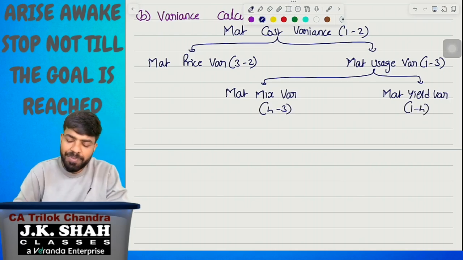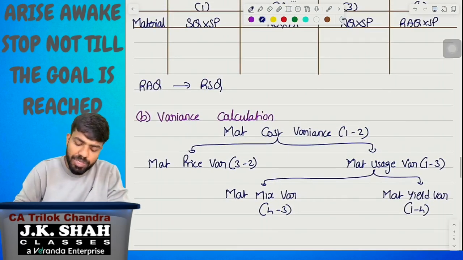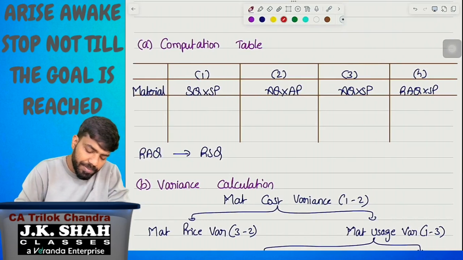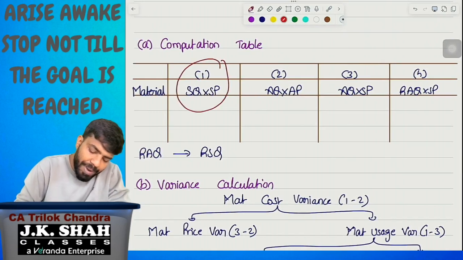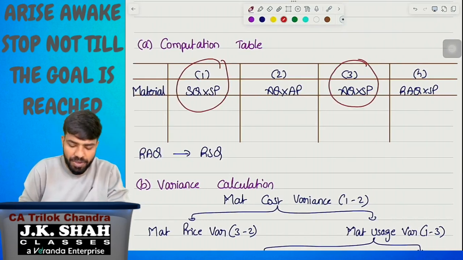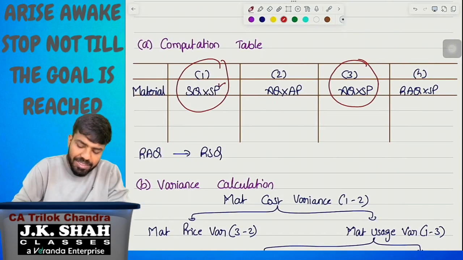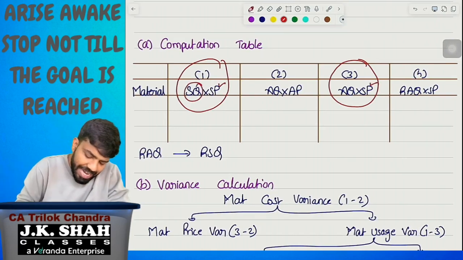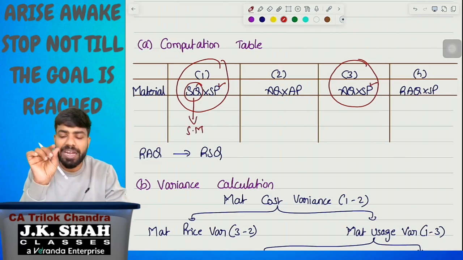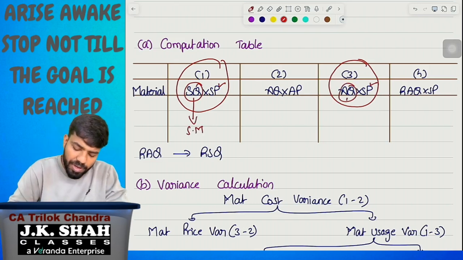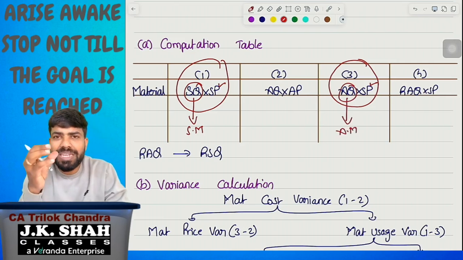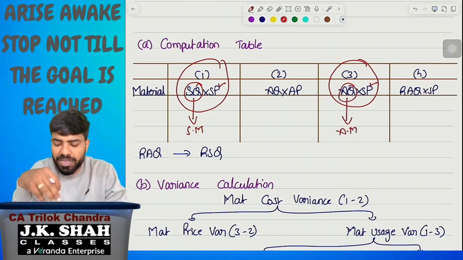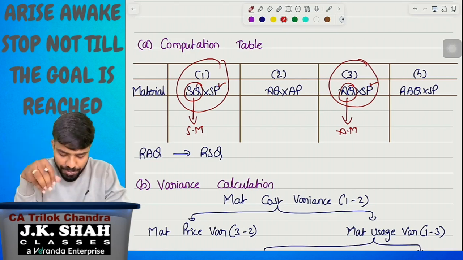Let me clarify this. Again, let us understand usage variance, 1 minus 3. Look at here. First column standard price, third column standard price. It is not because of price. First column is standard quantity in standard mix; we are going to mix in the proportion of standard mix. Third column is actual quantity in actual mix. Please understand.